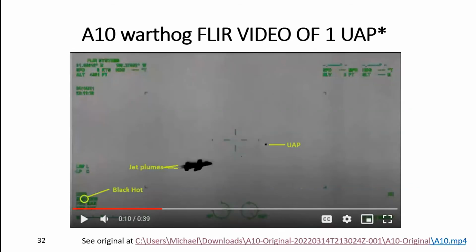Okay, now here we're going to look at the A10 Warthog FLIR video. In this, we have one UAP. You'll see that in the display, it shows that the black is hot, and you'll notice the UAP is hot, and you'll notice the A10 Warthog is also hot compared to the UAP. They're the same temperature. Now I'm going to show you the original video. It's only about 1.5 minutes long.